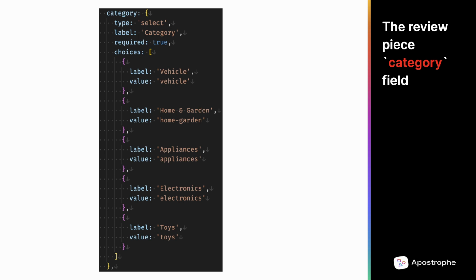Looking back at the schema fields of our review piece, we added a select field to be able to add a category. For example, reviews of vehicles or appliances. We want to give our site visitors the ability to look at just the reviews within a certain category.